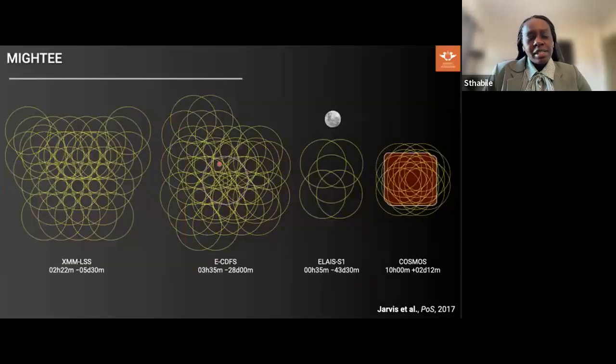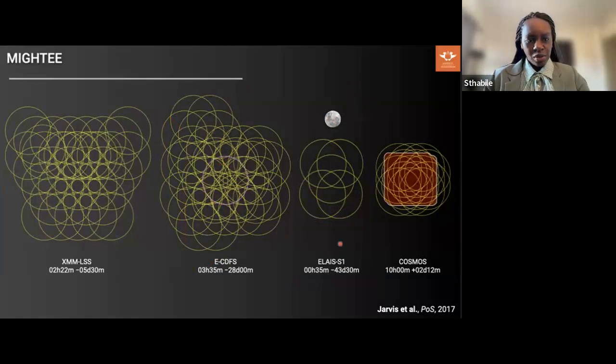So the MIGHTEE Data Release 1 pointings are shown over here for all 4 of the fields that were proposed. Also, the moon is given for the purpose of scaling, with a diameter of 0.5 degrees. Therefore, our MIGHTEE pointings are, you can say, roughly up to 2 square degrees in area.